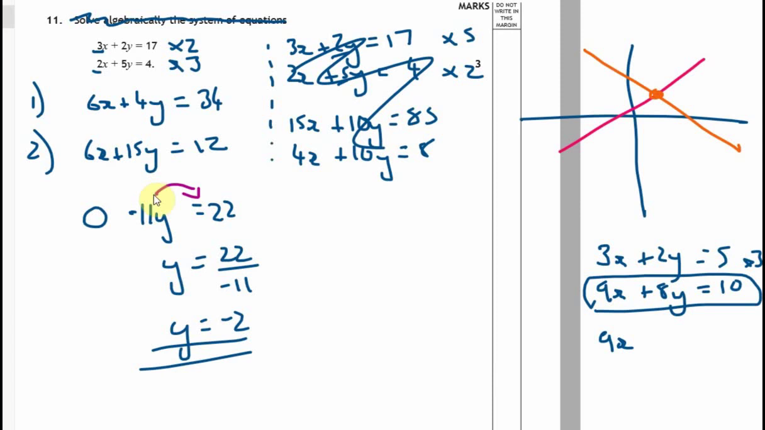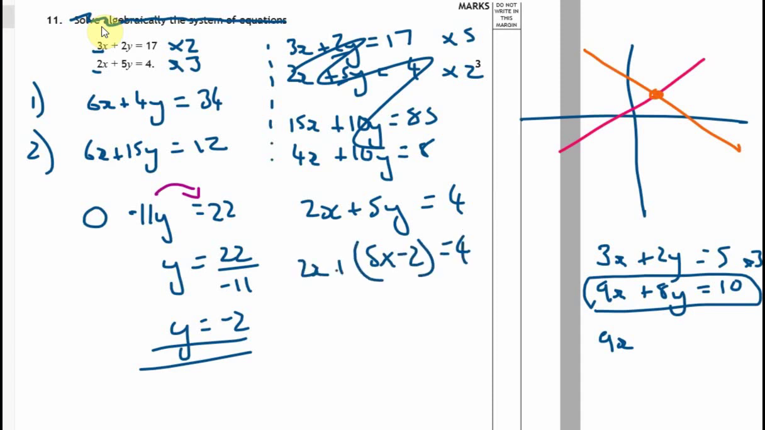Okay, so let's take this equation here. I know that 2x plus 5y is going to equal 4, and I know what y is. I know that y is minus 2. So I've substituted in for y, and everything else just stays the same. So what does that give me? 2x minus 10 is equal to 4.